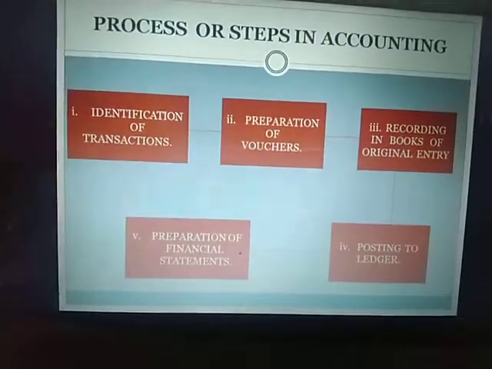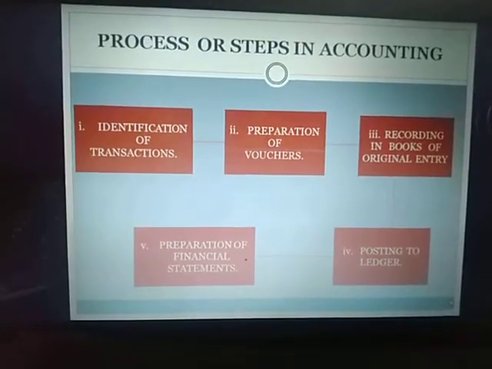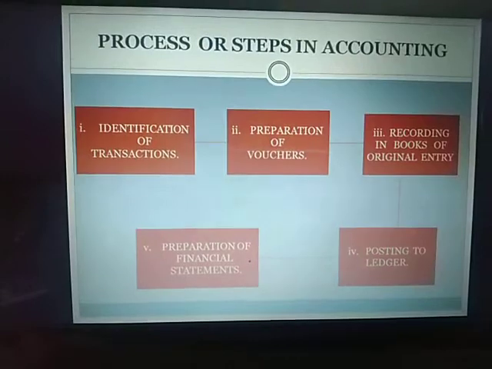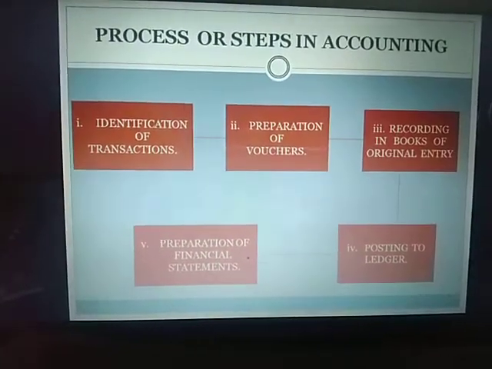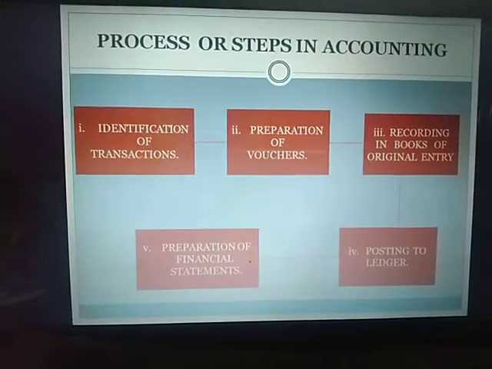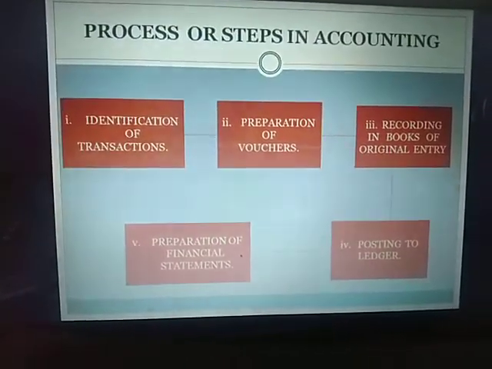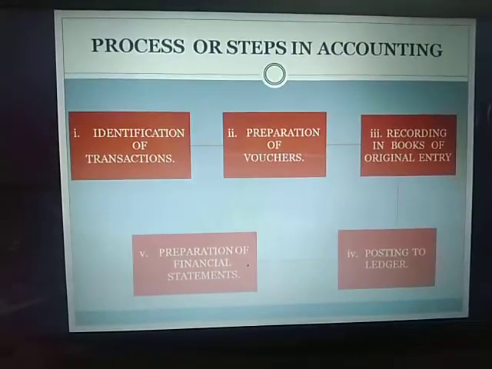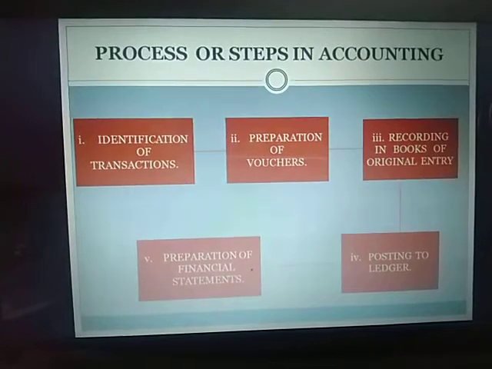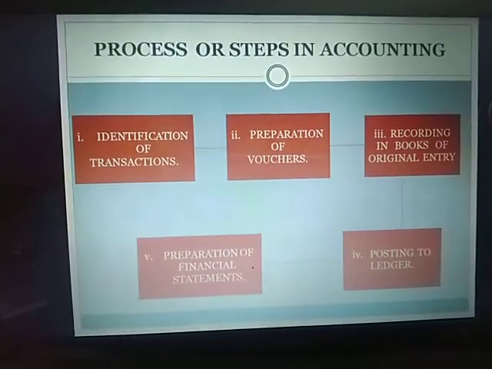Now here we have the process or steps in accounting. There are basically 5 steps in the process of accounting. First one is identification of transaction. That means we have to identify the various events as transaction. As you all know what is the meaning of transaction, that means the events which have some economic nature, which have some monetary aspects in it, so those are termed as transactions. So first of all we have to identify the transactions.